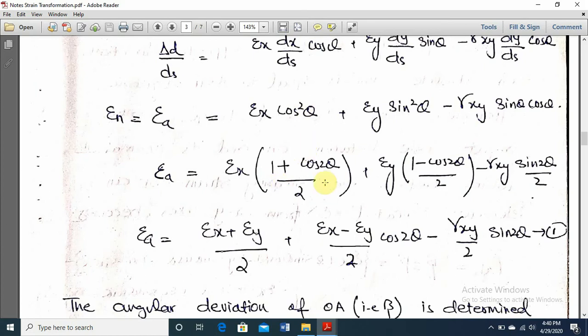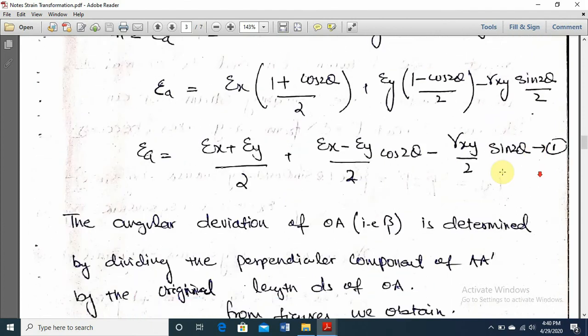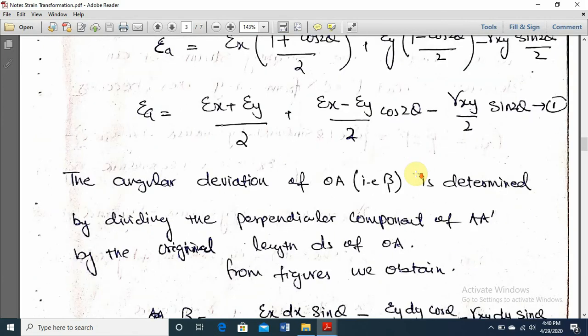Cos square theta is equal to (1 plus cos 2 theta) divided by 2, plus Ey into (1 minus cos 2 theta) divided by 2, minus gamma xy sine 2 theta divided by 2. So ultimately you will get the equation in this form. Now we will go to the angular deviation.